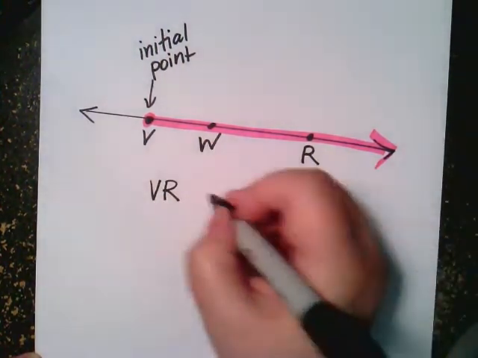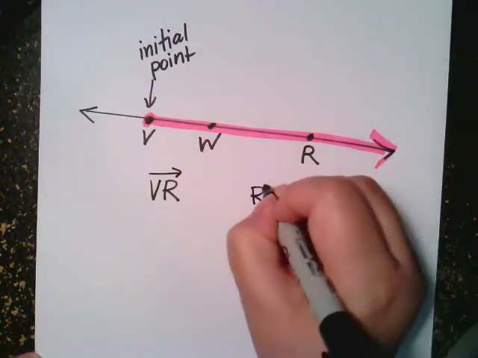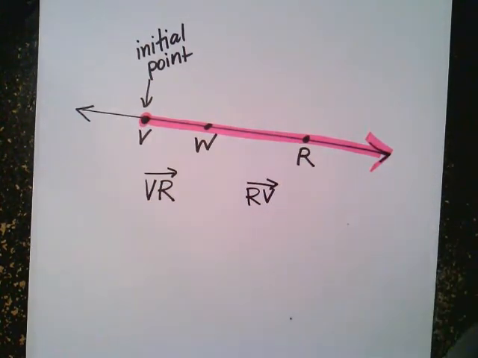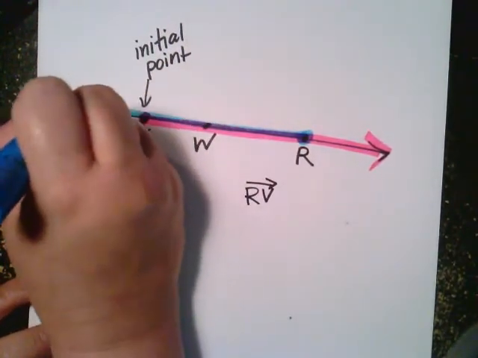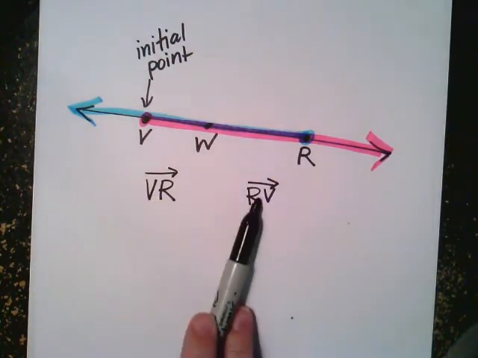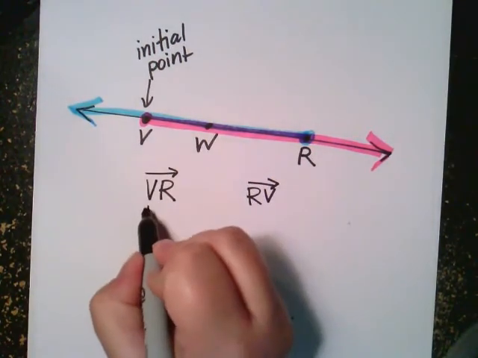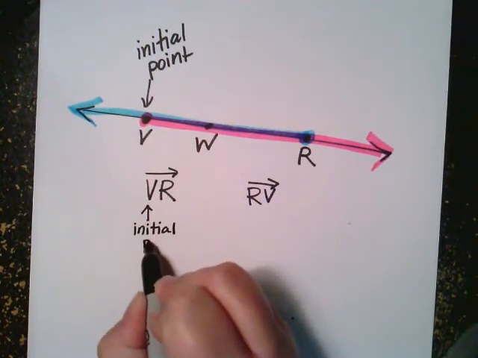Ray VR is not the same as ray RV. You cannot just turn it around. If I want to look at ray RV, it starts right here and goes forever in that direction. Completely different ray. All right, so the way we name it tells us the first letter is always the initial point. We always write that first. We always write it on the left.